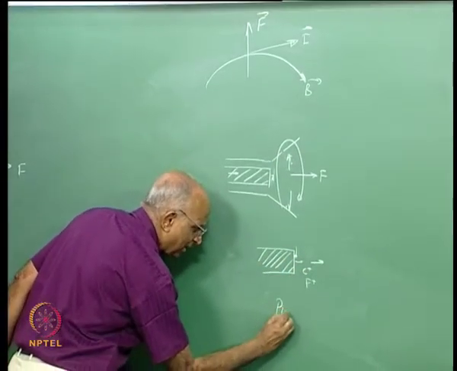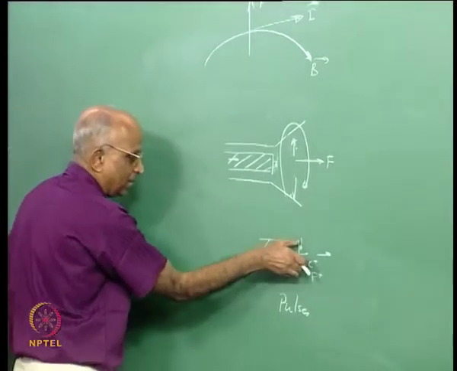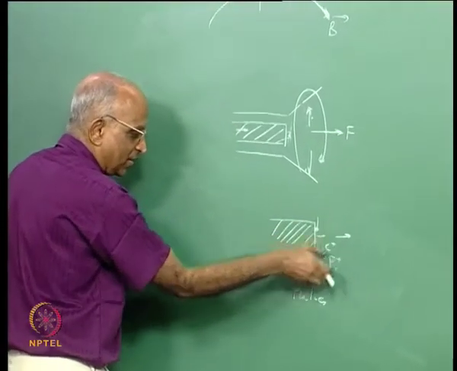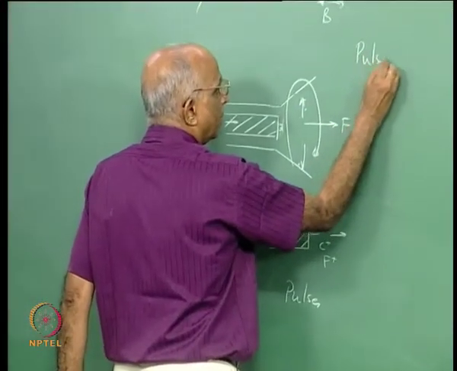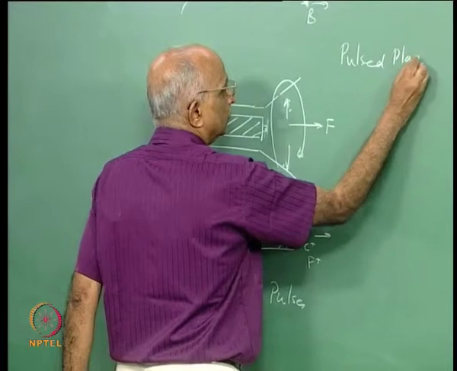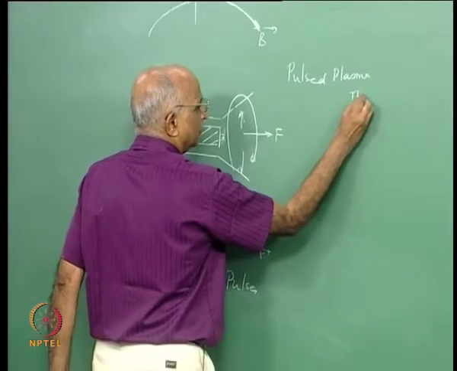That means I generate thrust in pulses. Whenever I put a spark, I generate these ions and I generate pulses. These are known as pulsed plasma thrusters.